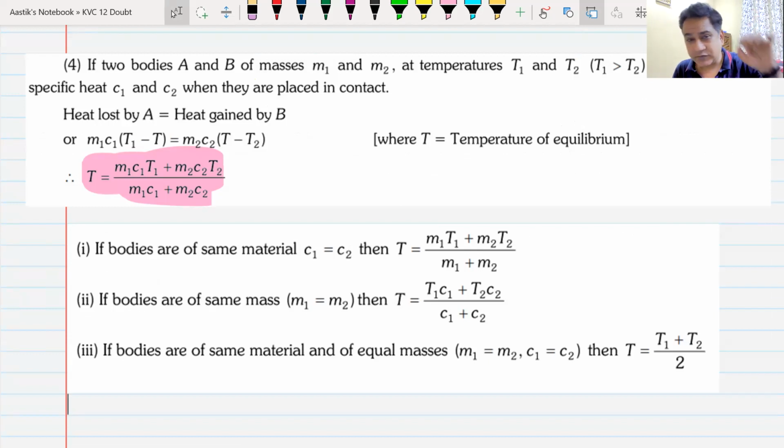In the first formula, if I put C1 is equal to C2, I will get formula number 1. In the first formula, if I put M1 is equal to M2, I will get formula number 2. In the first formula, if I put M1 equal to M2 and C1 equal to C2, I will get formula number 3. Do we understand this?